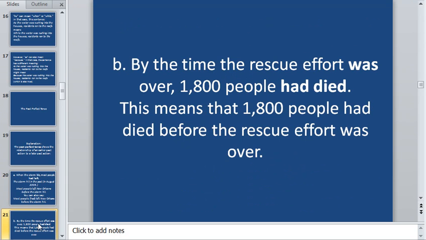By the time the rescue effort was over, 1,800 people had died. And this means that 1,800 people had died before the rescue effort was over.